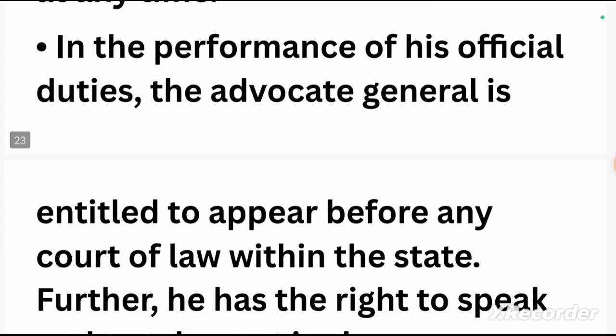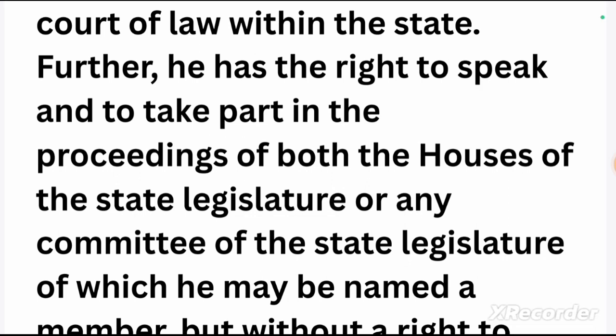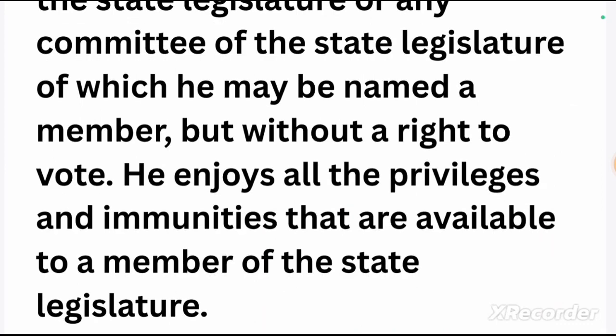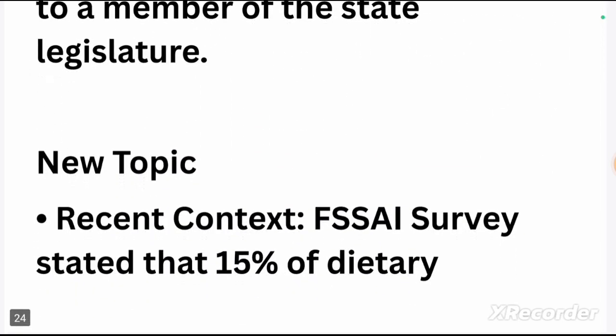In the performance of his official duties, the Advocate General is entitled to appear before any court of law within the state. Further, he has the right to speak and to take part in the proceedings of both the houses of the state legislature or any committee of the state legislature of which he may be named a member, but without the right to vote. He enjoys all the privileges and immunities that are available to a member of the state legislature.